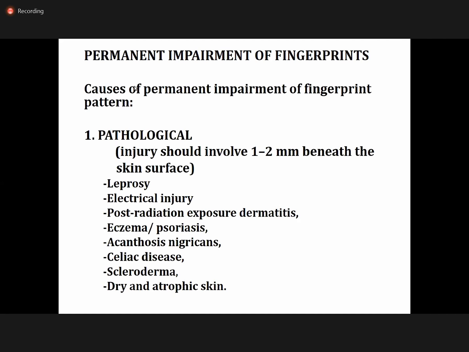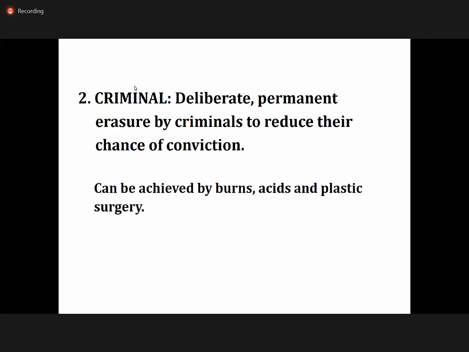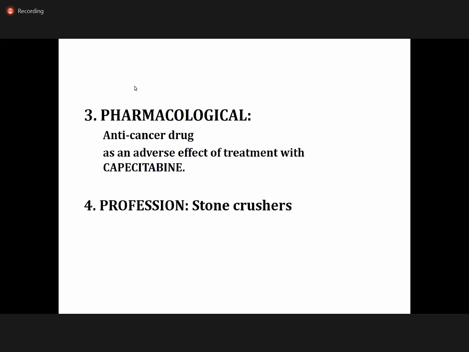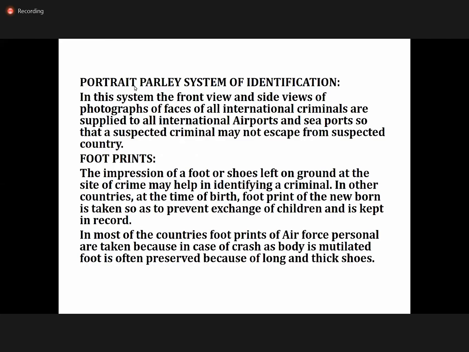Then deliberate alteration, which I told you about, can be achieved. Burns, acid, and plastic surgery effects are just temporary. Pharmacologically, anti-cancer drugs, or treatment with capsaicin, can have an effect. You can have a sort of erasing of the fingerprints by professional criminals.